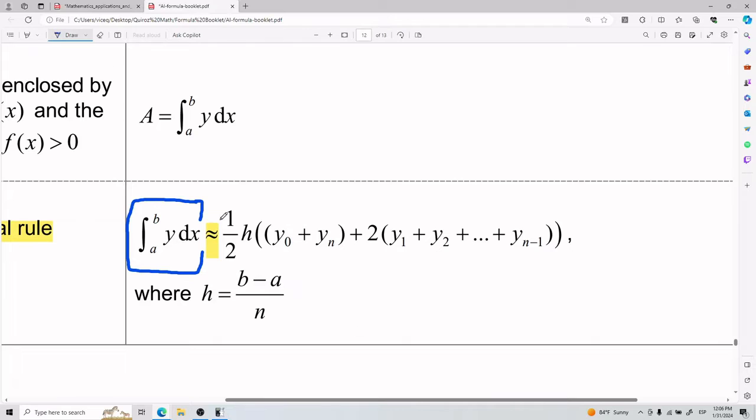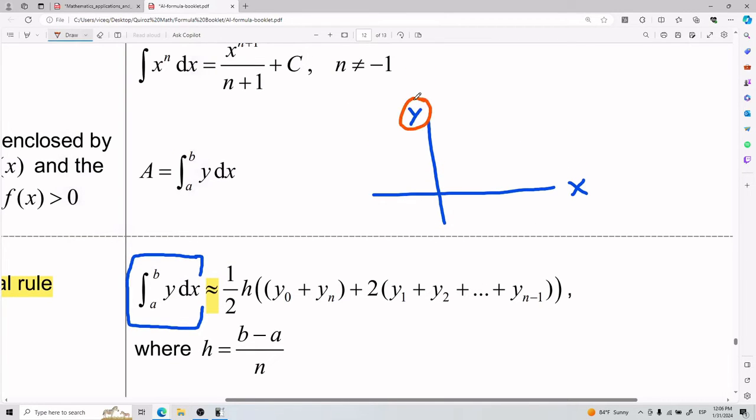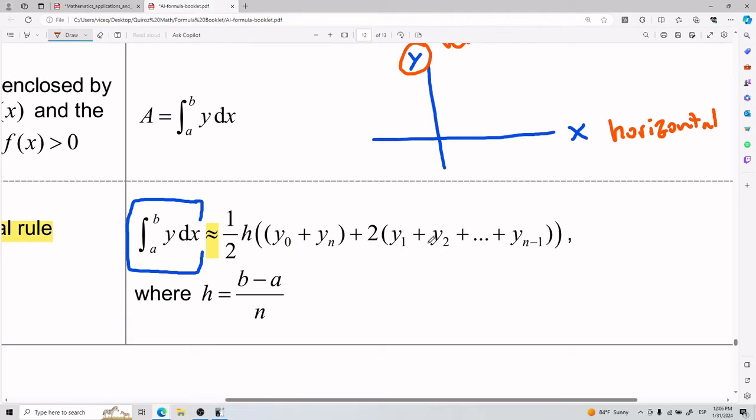Notice how you have a bunch of y's. Y is related to what? It's your y-axis. Is the y-axis horizontal or vertical? Y is vertical, x is horizontal. So you can think about your y values as how tall something is. Each of these y values is like the tallest point you can find. Notice how you have y0, y1, y2, until yn minus 1 and yn.